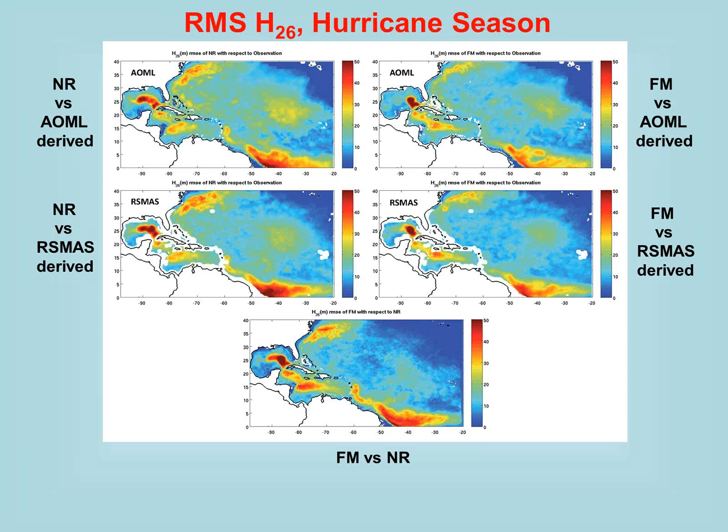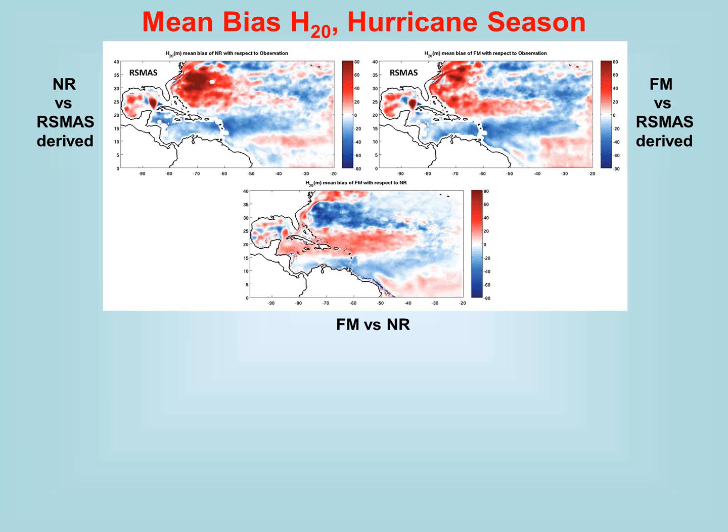I've shown so far. Now, if we look at the mean bias in the 20-degree isotherm depth during hurricane season only, here we were only able to obtain the 20-degree isotherm depth from the Rasmus product, which is shown on top for both models. The differences between the two models are a little bit smaller, but not too bad in comparison to the other differences.